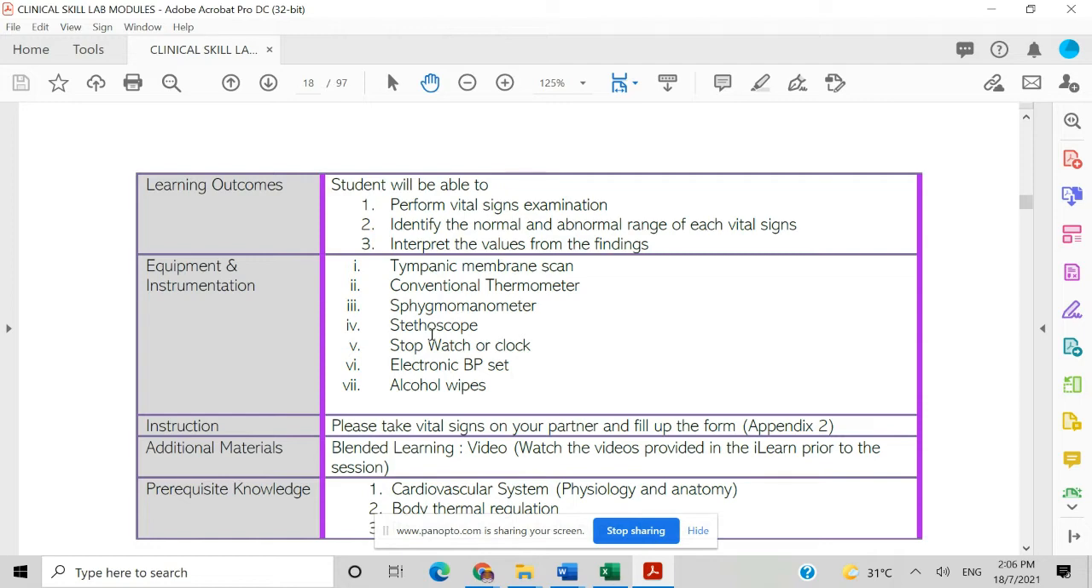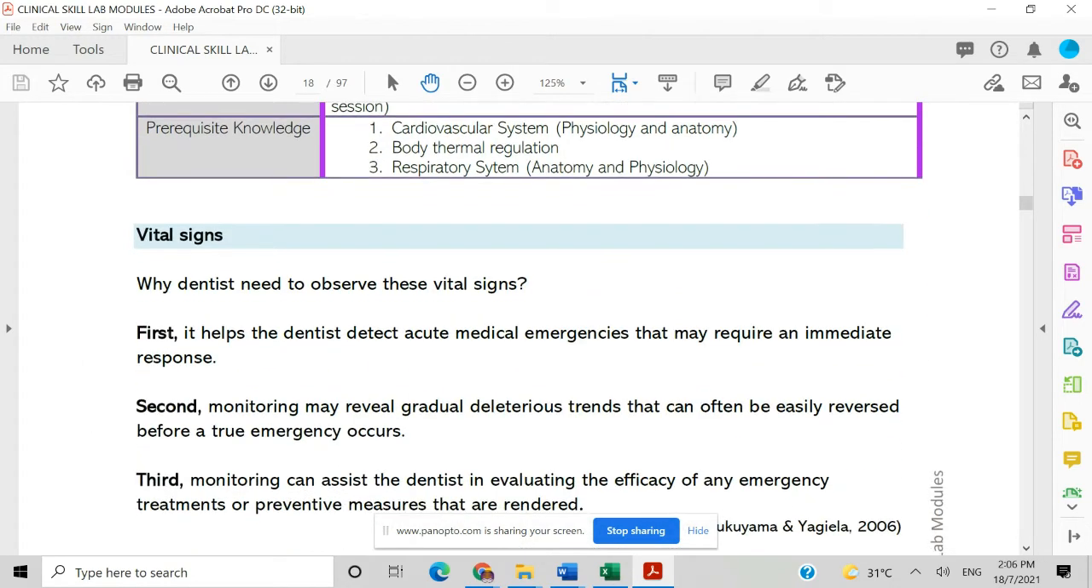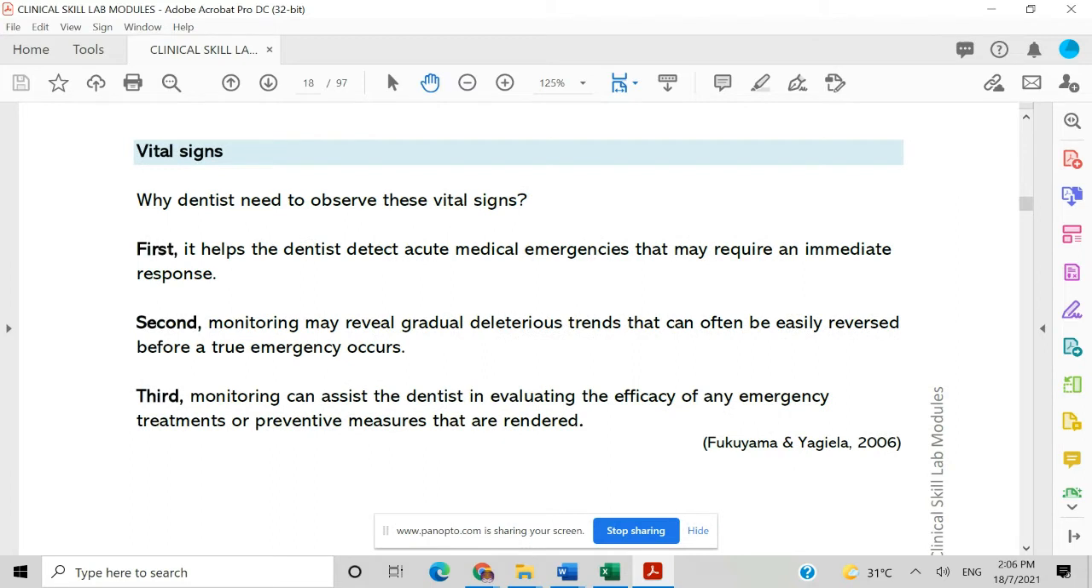First of all, you need to understand what the vital signs are. Basically we have four vital signs: blood pressure, temperature, respiration, and pulse. The fifth one, they say, is pain, but it's not objectively measured. So today in this CSL, we'll be concerned with these four vital signs.